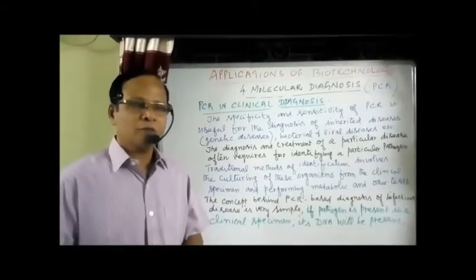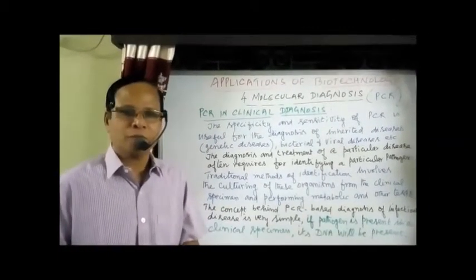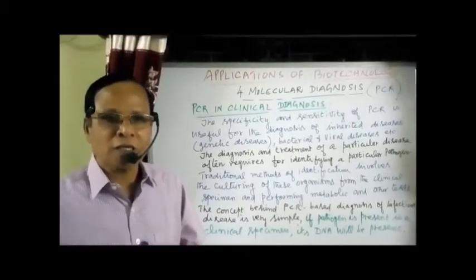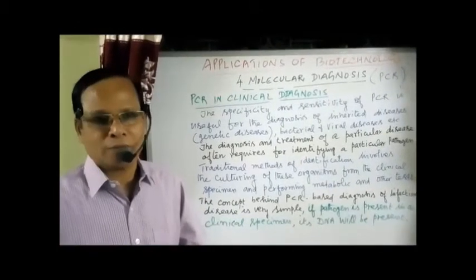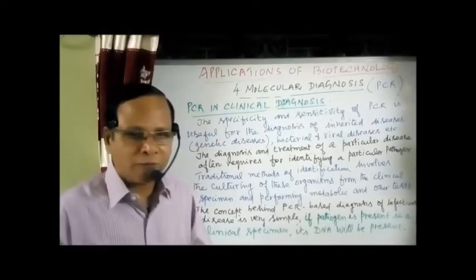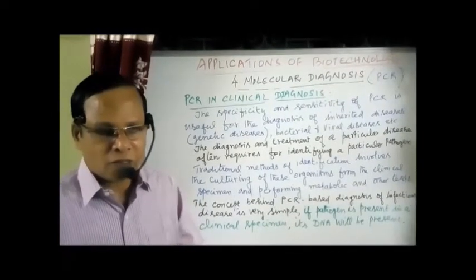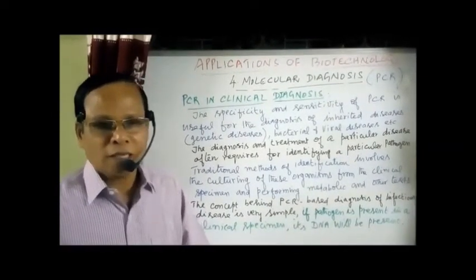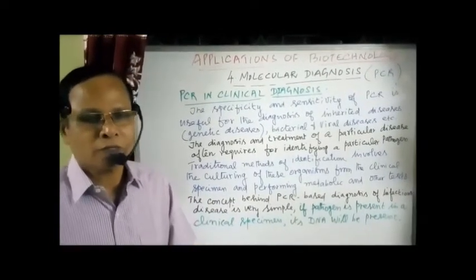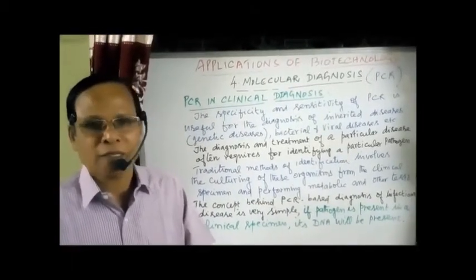But the concept behind PCR-based diagnosis of disease is very simple. Suppose in a particular clinical specimen, either blood or stool or sputum, a pathogen is present. It means that its DNA will also be present in that sample. So we are doing the molecular analysis. If a pathogen is present in a clinical specimen, its DNA will also be present. So we can just detect the DNA, do the test by PCR from these samples, and identify the type of pathogen, for the earliest clinical diagnosis.